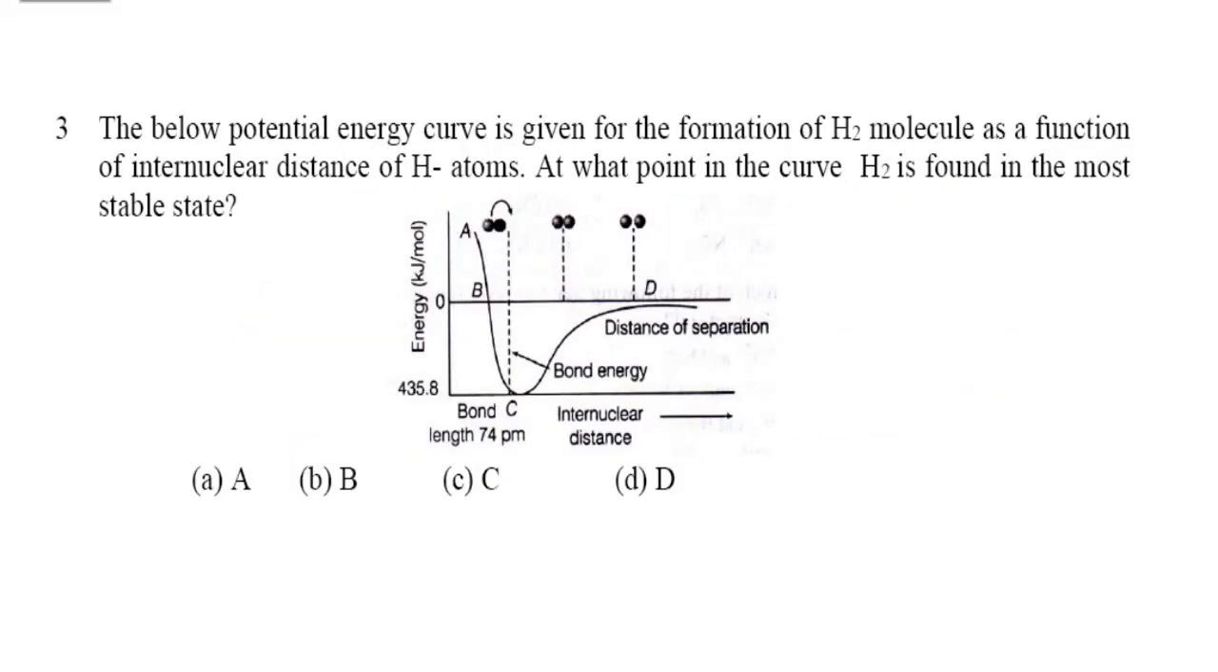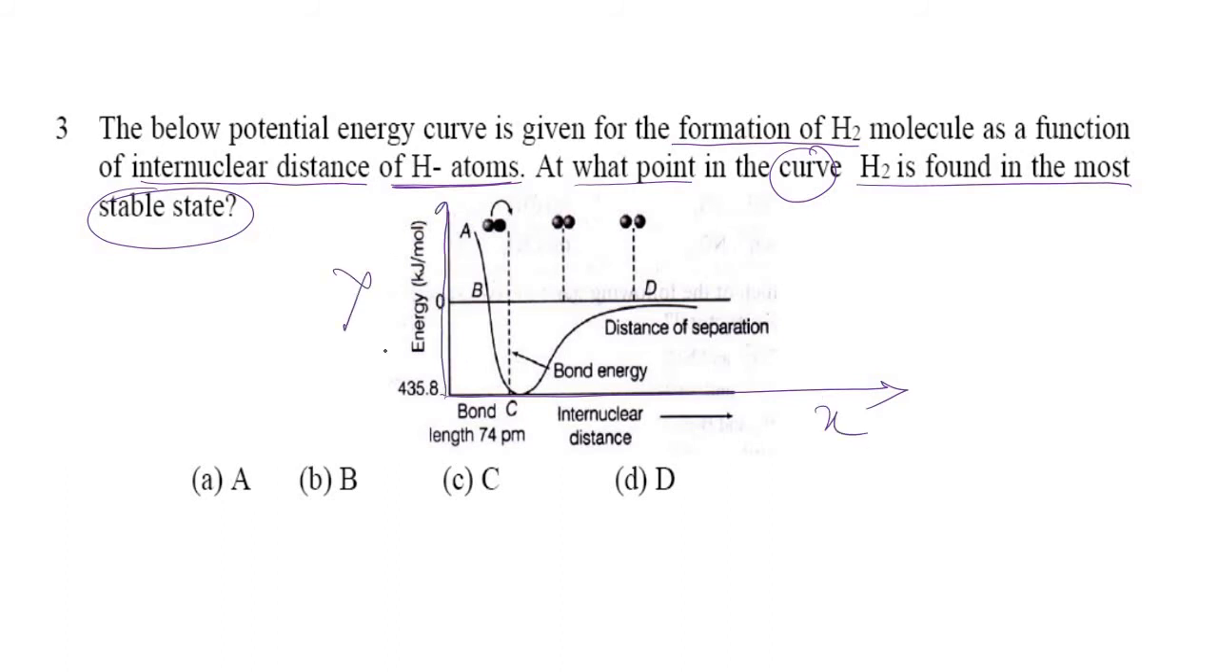Next question, the below potential energy curve is given for the formation of hydrogen molecule as a function of internuclear distance of hydrogen atoms. At what point in the curve hydrogen is found to be in the most stable state, right? Now if you see, this is x-axis, and if you see here, this is y-axis. At y-axis there is energy which is expressed in terms of kilojoule per mole, and along x-axis it is nothing but internuclear distance, okay?